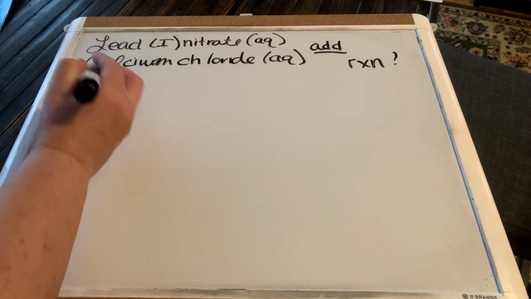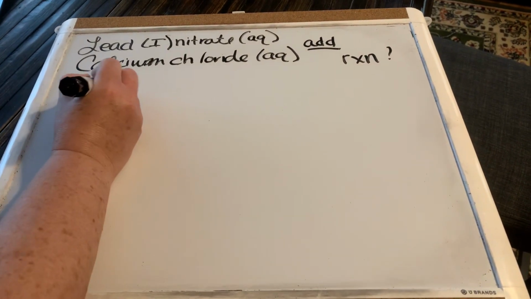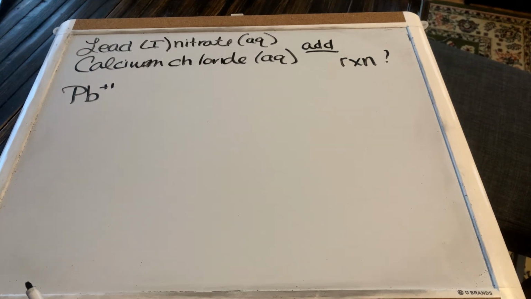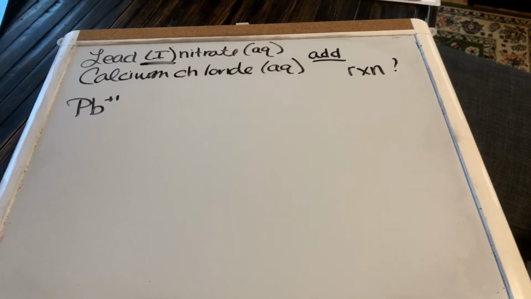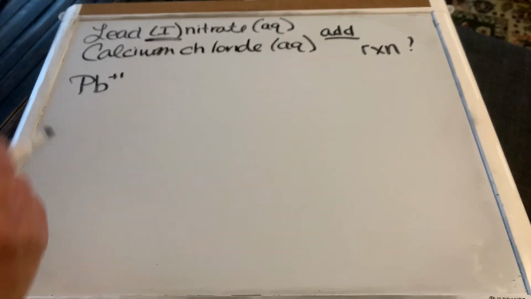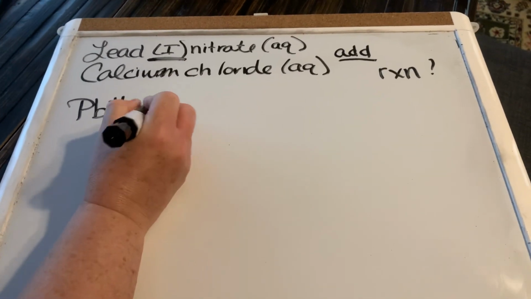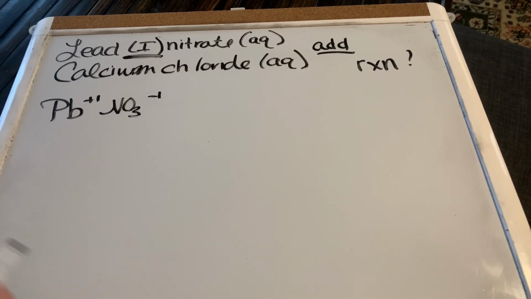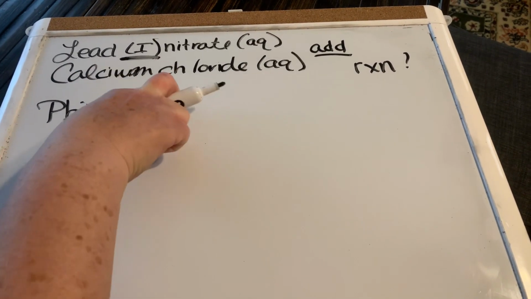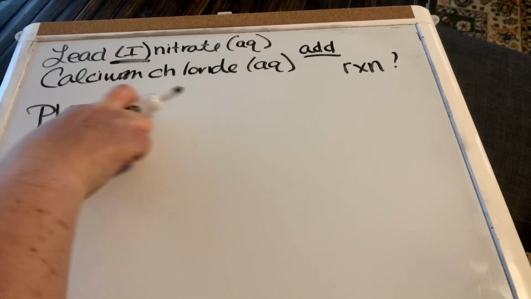So lead is Pb. It's +2. How did I know it was +2? Because it says it right here. Right? The Roman numeral tells you the charge. Nitrate is NO3 -1. I know that because I memorized my polyatomic ions. When you drop your charges and cross them down, you get Pb(NO3)2.